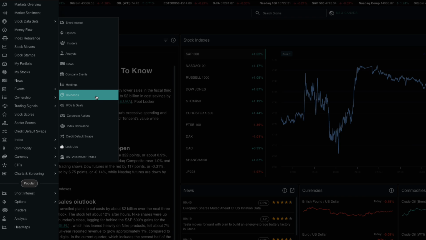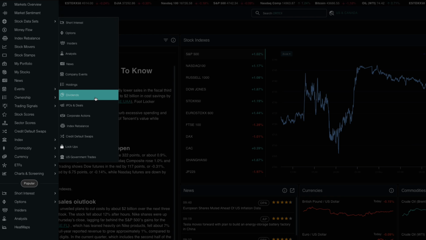ORTEX has so many more datasets to offer, including IPOs, deals, corporate actions, holdings, live order book, indexes, commodity and currency pricing, just to name a few. Now let's take a look at some of the analysis functions.